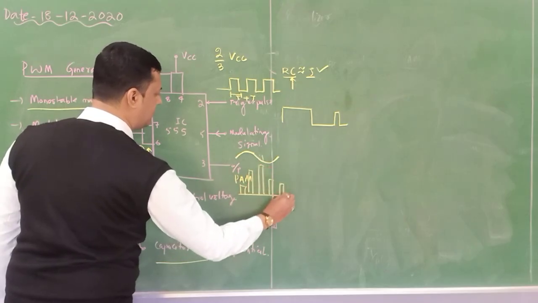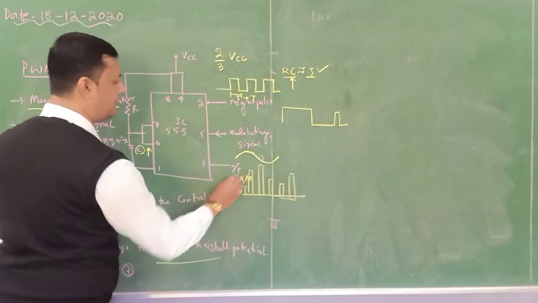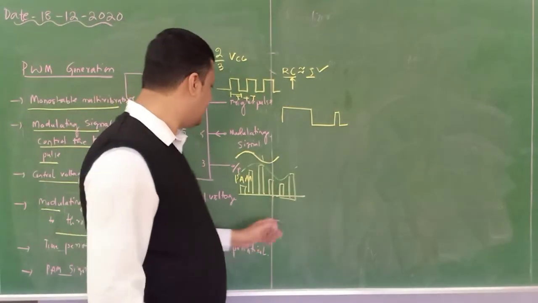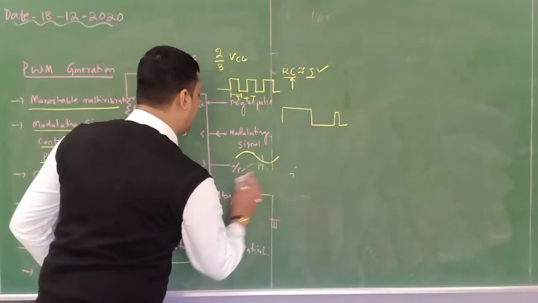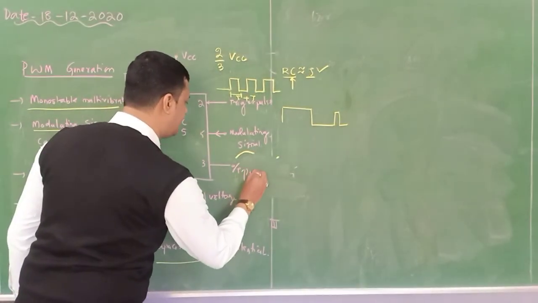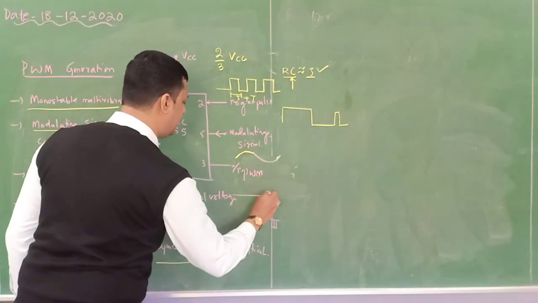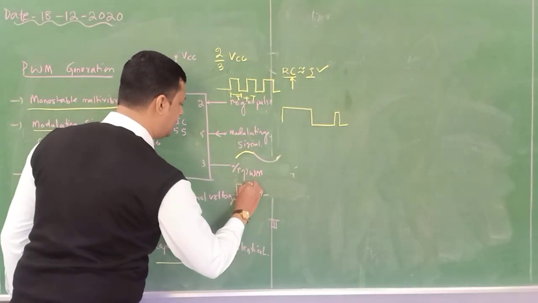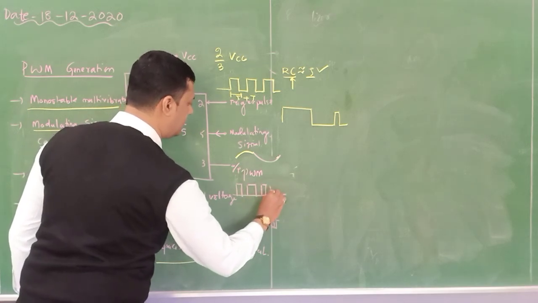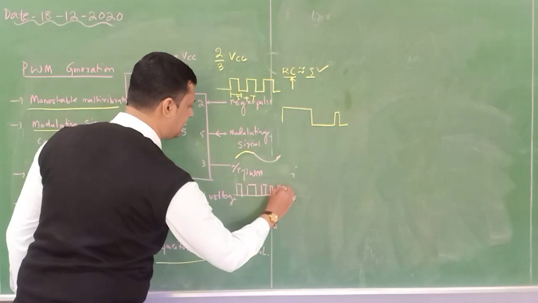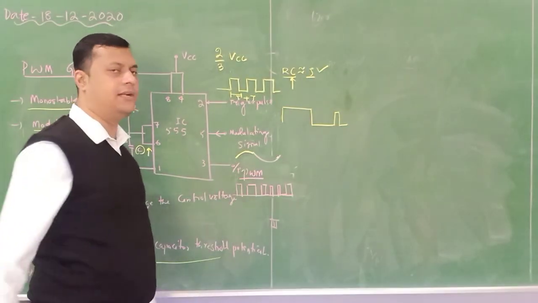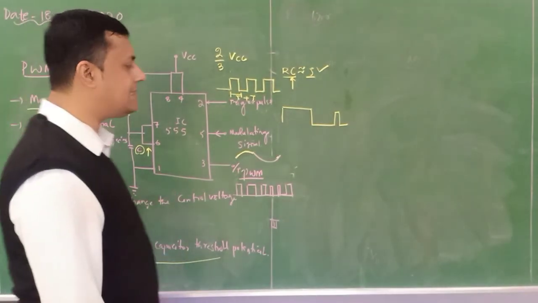Last, at the output we will get a pulse amplitude modulated signal like this. Then if you join this, it will be used as your modulating signal. Sorry, it is not a PAM signal. Here we are generating a PWM signal. So here the pulse increases like this. When it is going down, the width of the pulse increases. When it is increasing, the width of the pulse increases. So this is called a PWM signal. So this is the generation.